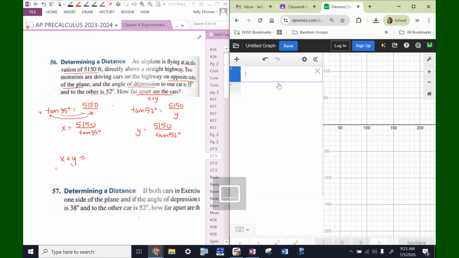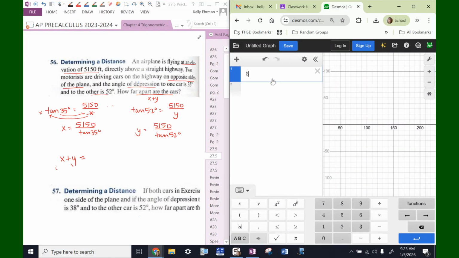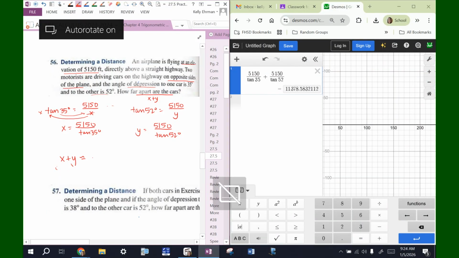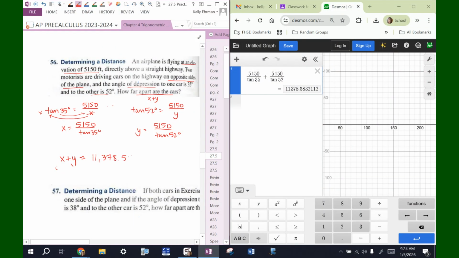That's not bad. We can type that in. So 5,150 divided by tangent of 35 plus 5,150 divided by tangent of 52. All right, so how far apart are the cars? X plus Y is 11,378.583, and we've been measuring in feet.